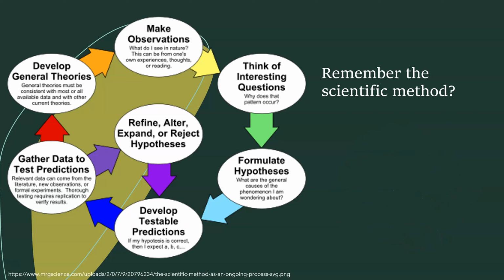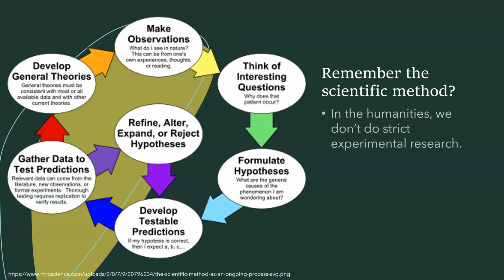Now, the reason I'm bringing this up is that in the humanities, we don't do strict experimental research. It's just really not possible to do. So we can't control all the variables all the time, nail things down. Matter of fact, a lot of what we do is fairly, quote-unquote, squishy, because we are dealing with real people doing real things in the real world. Instead, we're going to backtrack, rethink, and revise on the fly.